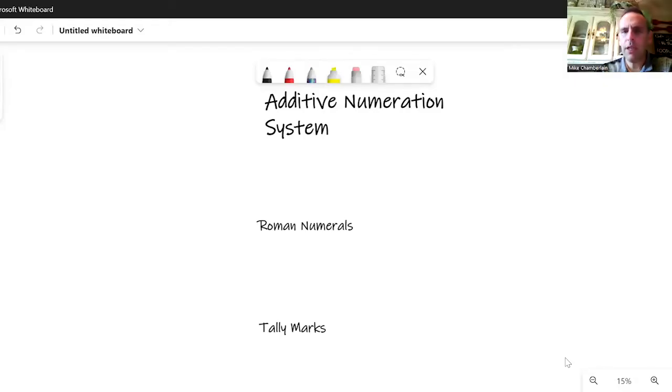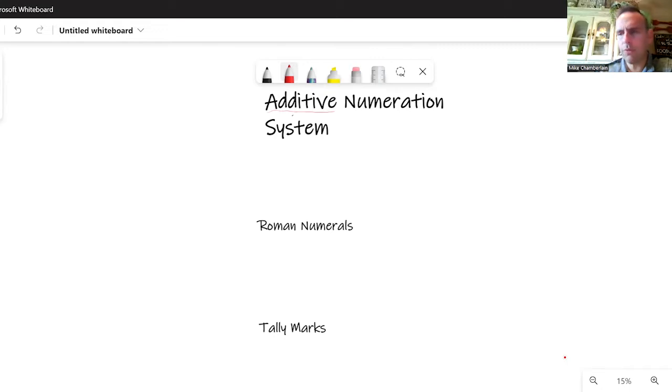It's pretty common to use what we call an additive numeration system in the ancient days, and it's still kind of a natural thing. Here are two examples of what we call additive numeration systems. Additive in the sense that if you look at the symbols that we'll be using, you just simply add the numbers together or the symbols together to find the total value.